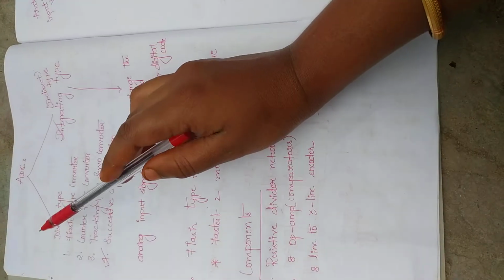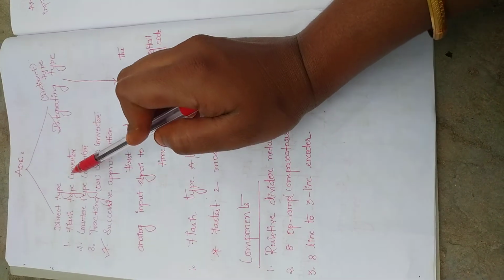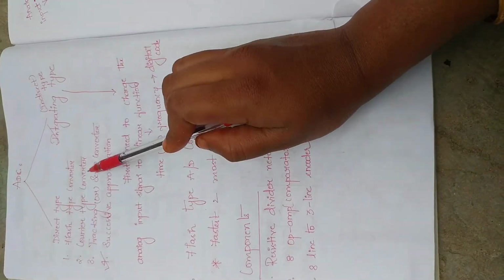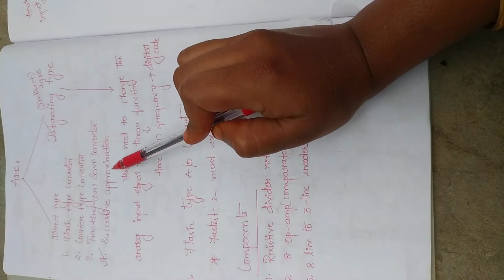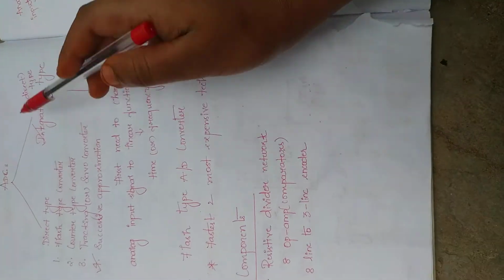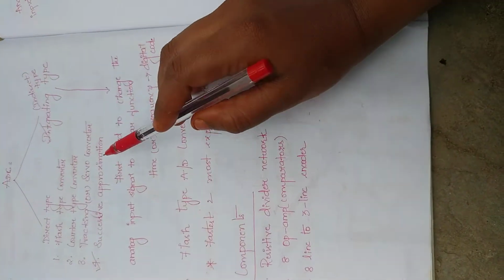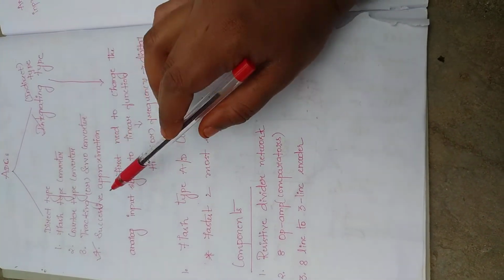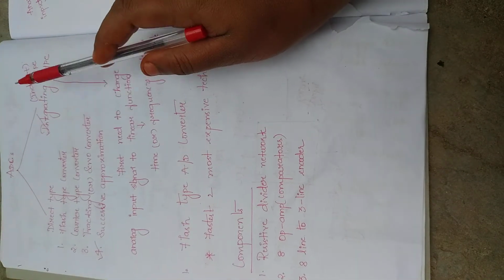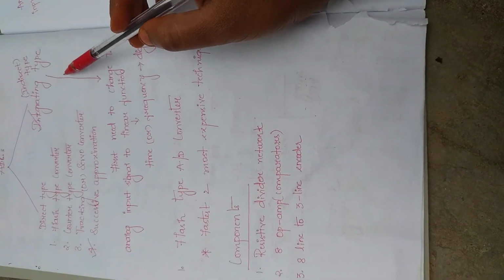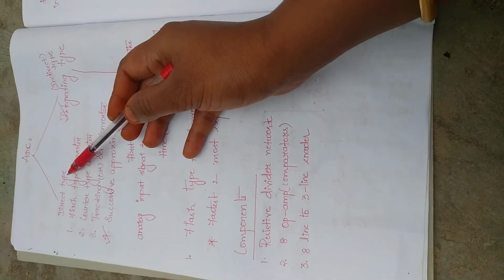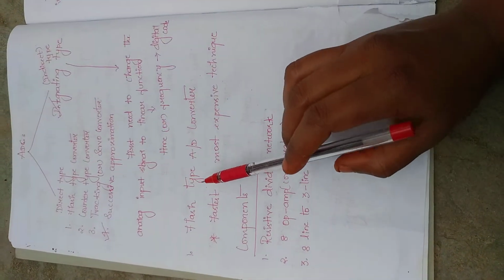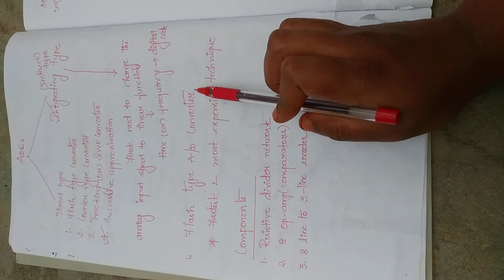In this classification you have flash type converter, counter type converter, tracking or servo converters, and successive approximation. Among all these types of converters, mostly successive approximation and indirect type of conversion are used. Now we are going to see the first type of conversion, that is the flash type A to D converter.